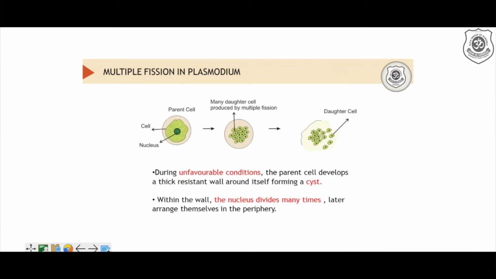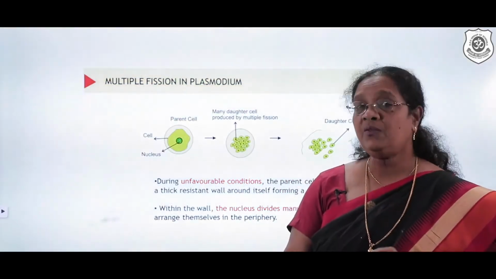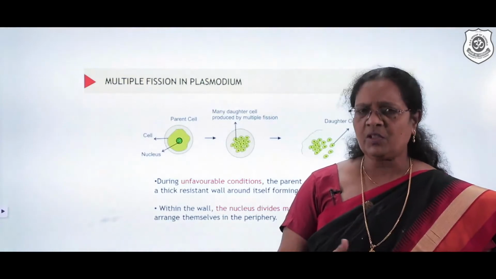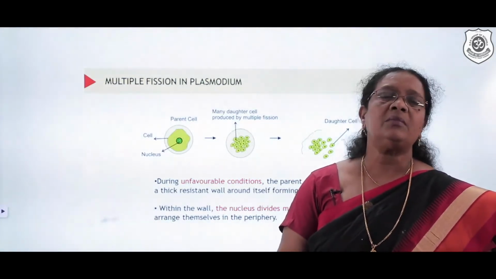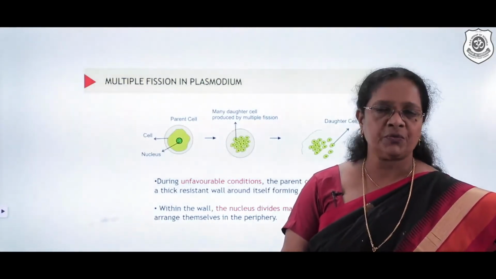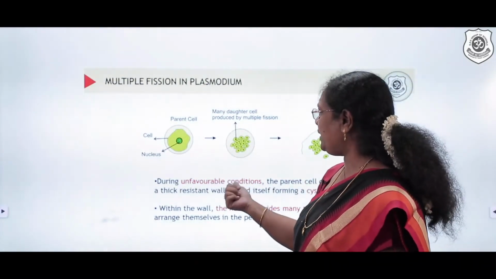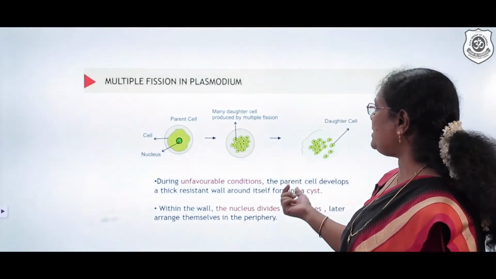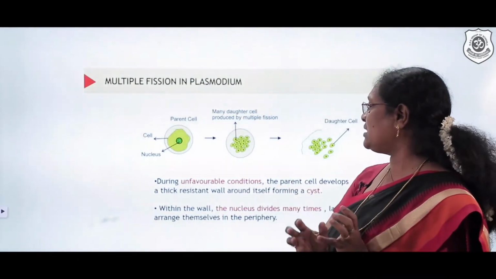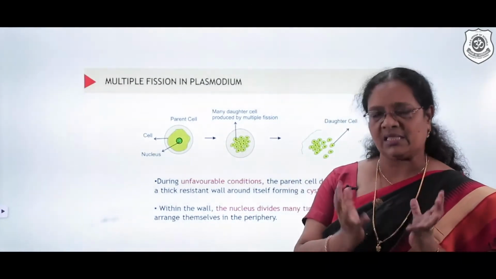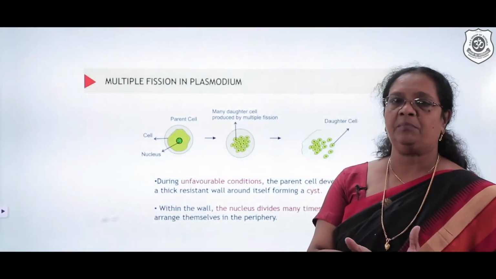This mainly occurs when there is an unfavorable condition. What is Plasmodium? Plasmodium is a malarial parasite. Most of you know about it. What exactly happens? This Plasmodium, during the unfavorable condition, the parent cell forms a thick resistant wall around it. It's like a cyst. It protects itself completely.